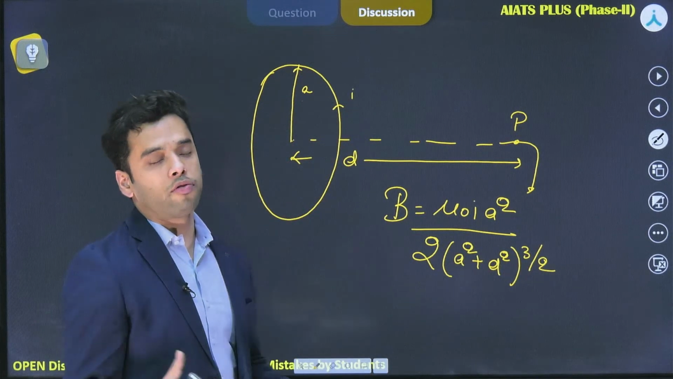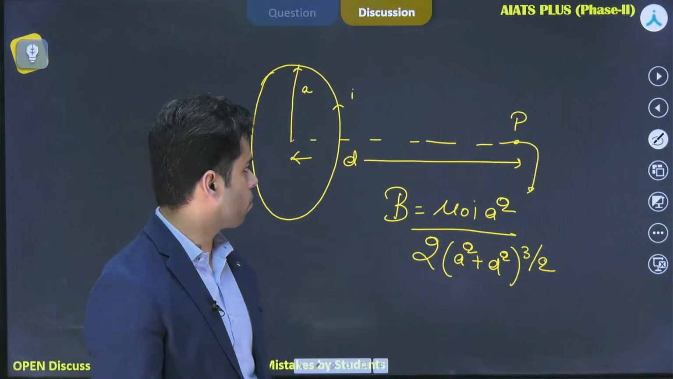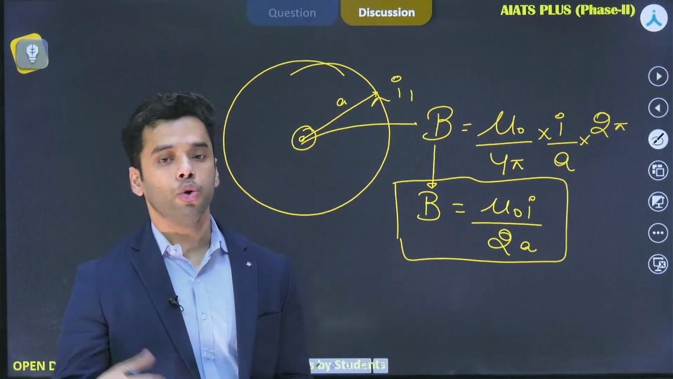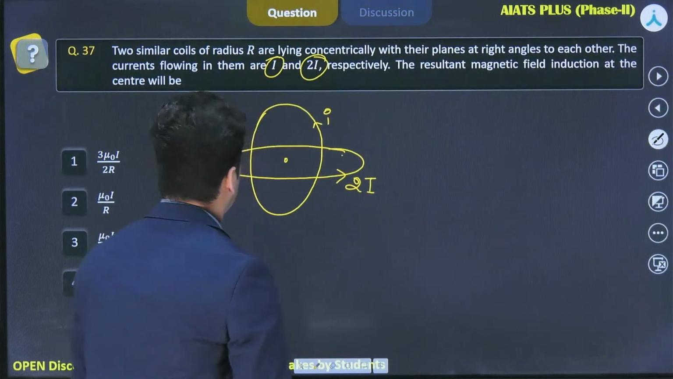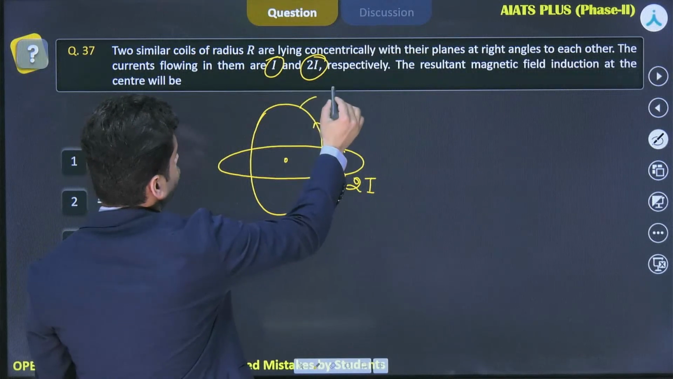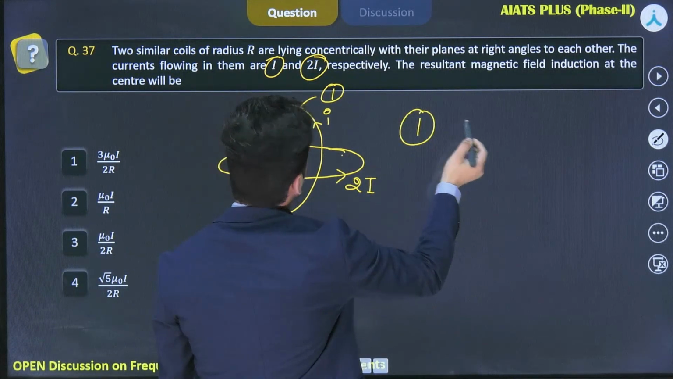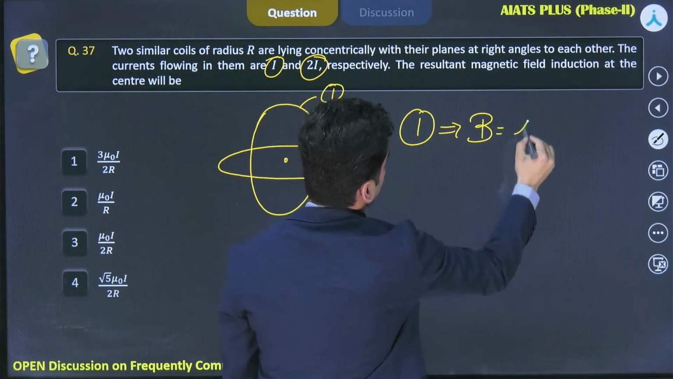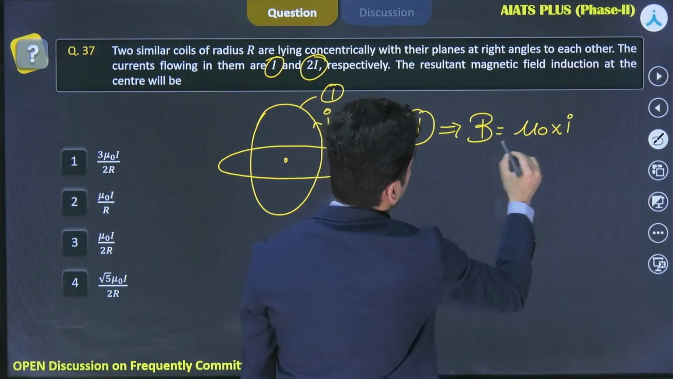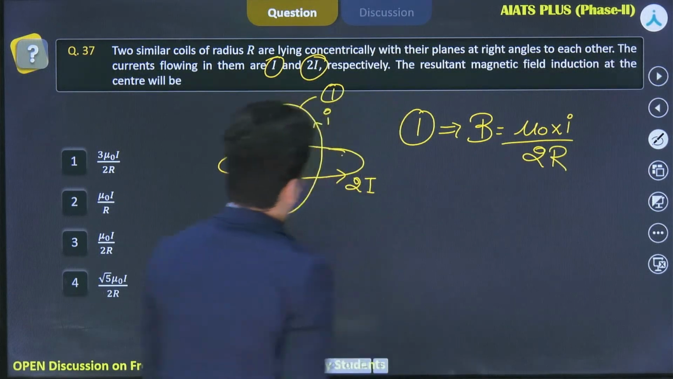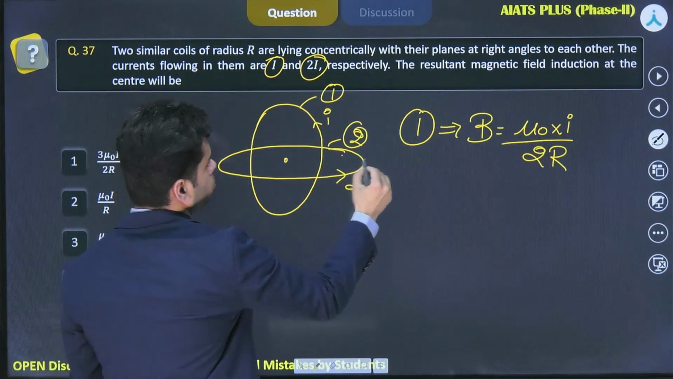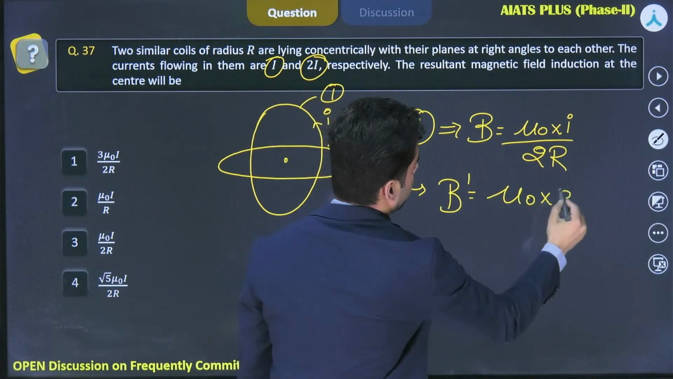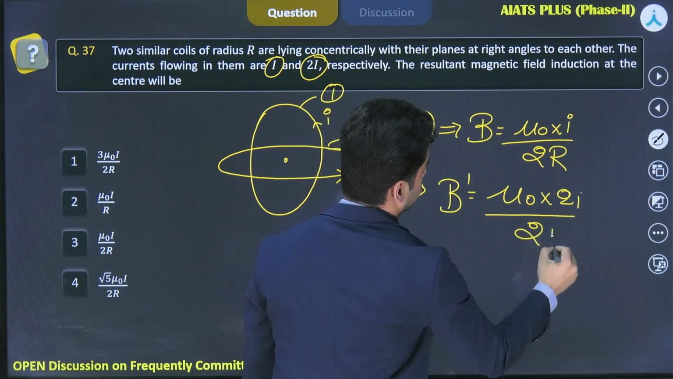So don't be confused with the formulas. One is for the axial point, one is for the field at the center. So B is equal to mu naught I by 2A. That is the formula that we are going to use for this problem. For loop 1, if the radius is R and the current is I, the field at the center will be mu naught into I by 2R. And due to loop 2, the field at the center, B prime, will be equal to mu naught, carrying current 2I, by radius 2R.